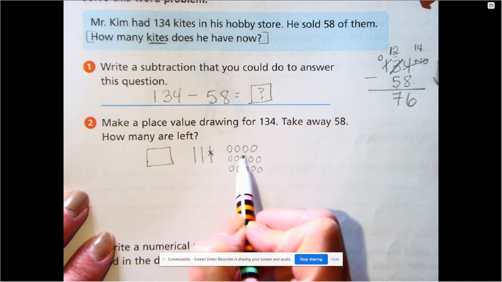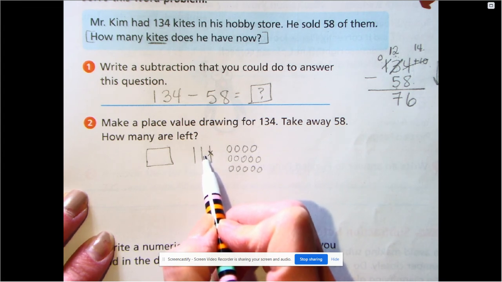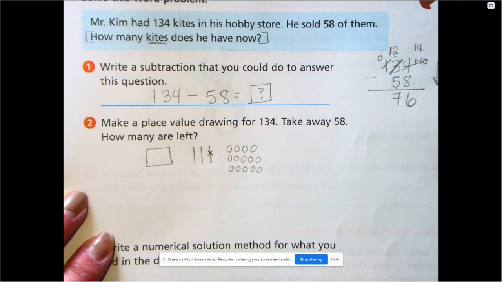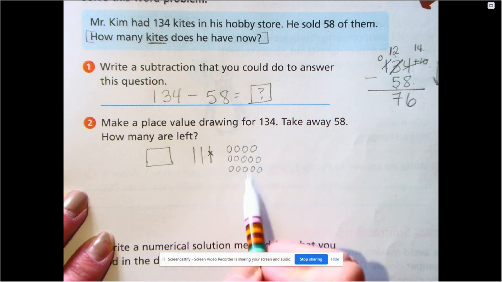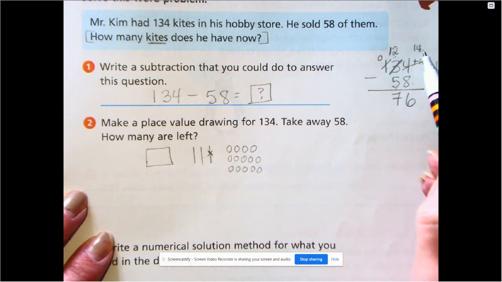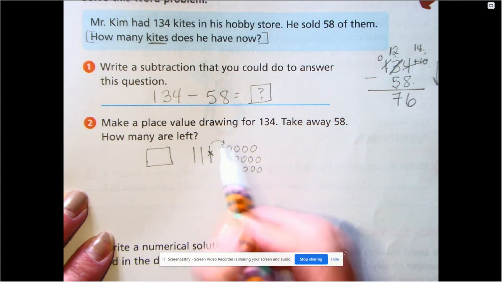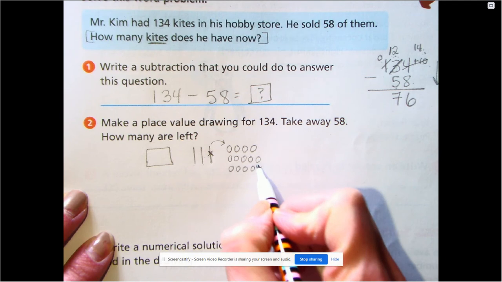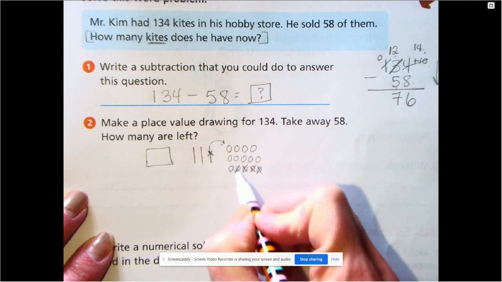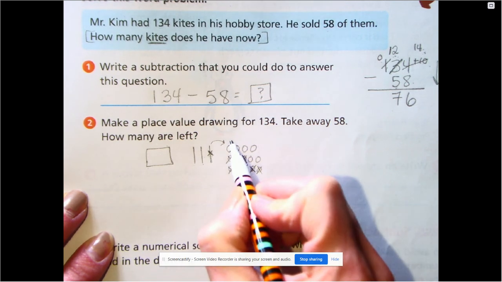When we add, remember, we circle that group and we trade it in for a stick. Now we're taking that stick and we're breaking it apart and giving it back. Okay, so now you can see I have 2 tens and I have all these ones. I have 14 ones. That's what it shows up here. Okay, this is why, because I broke this 10 stick apart and I gave it to my ones. Okay, now I can take away 8 of them. So I'm going to cross off 1, 2, 3, 4, 5, 6, 7, 8. Okay, here's what I have left.